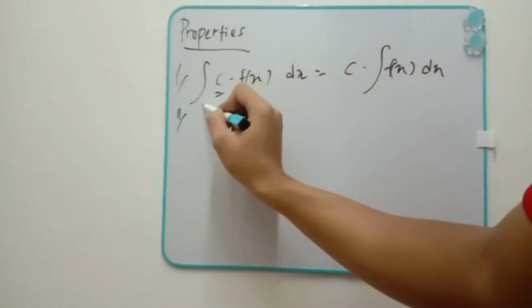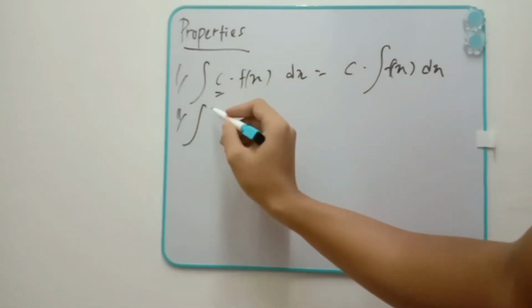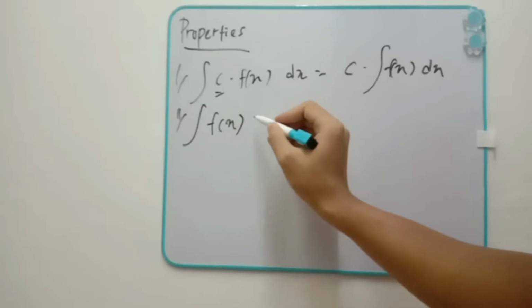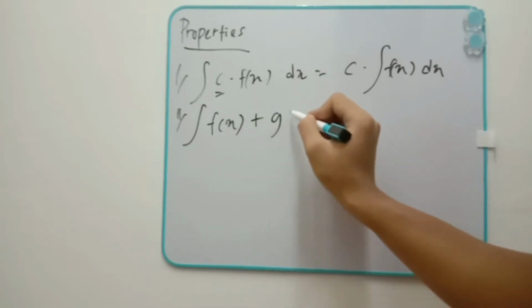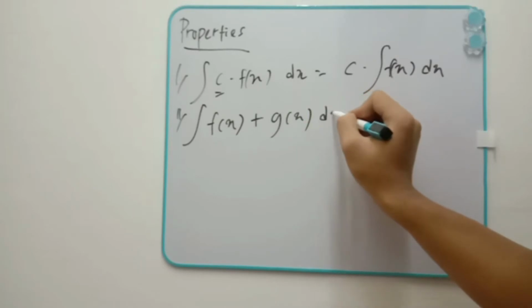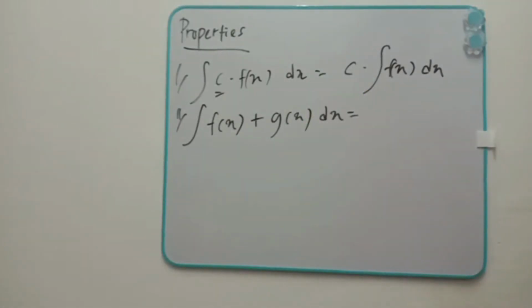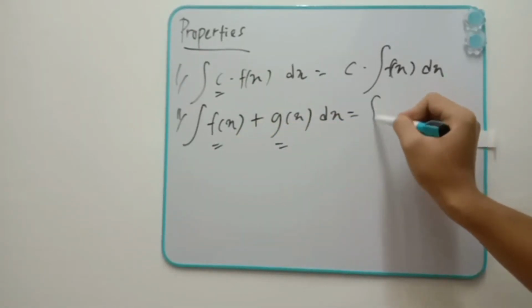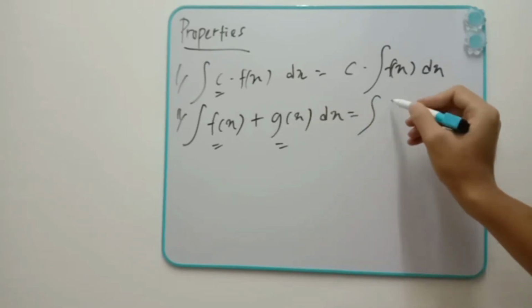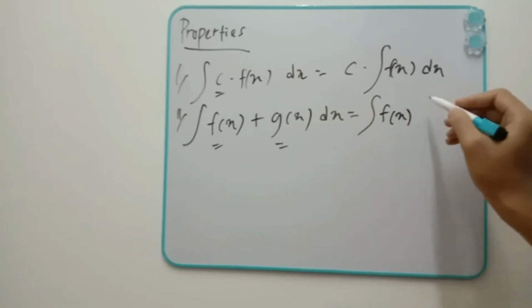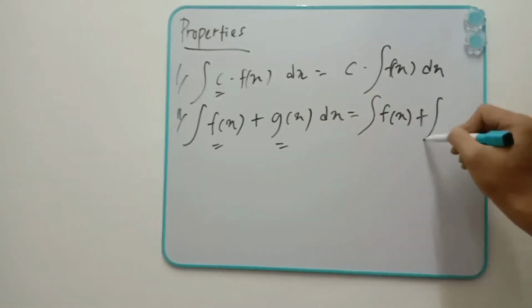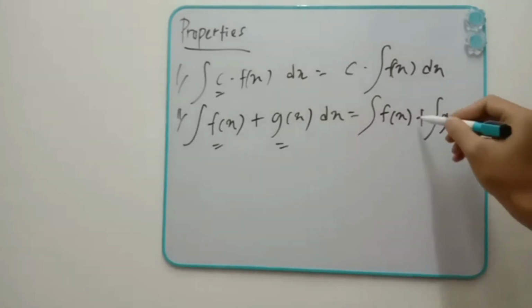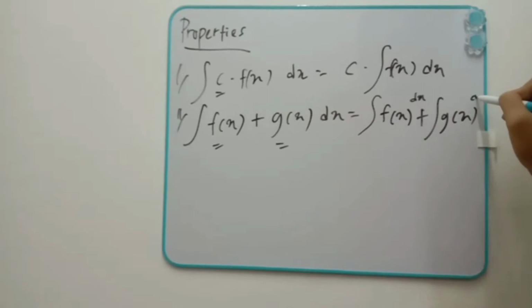Theorem number 2: if two functions are being added, we can separate them. That means integrate function f plus integrate g(x) dx.